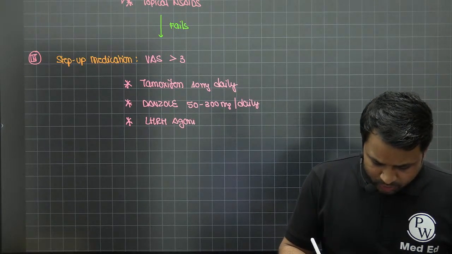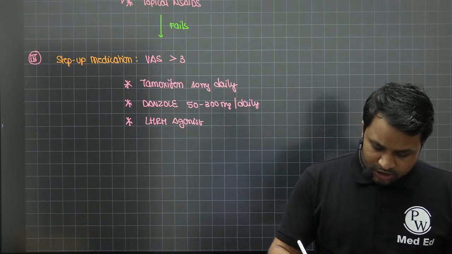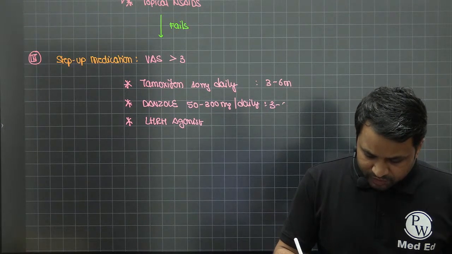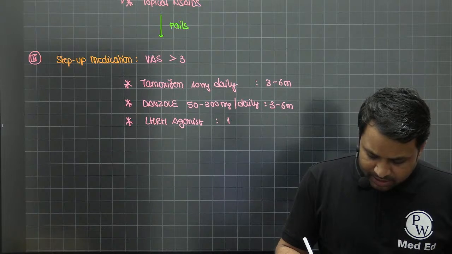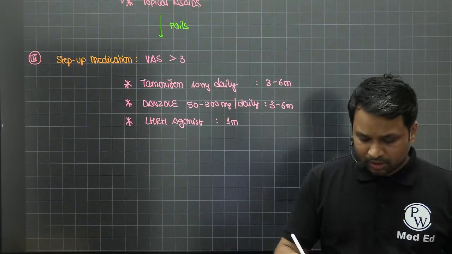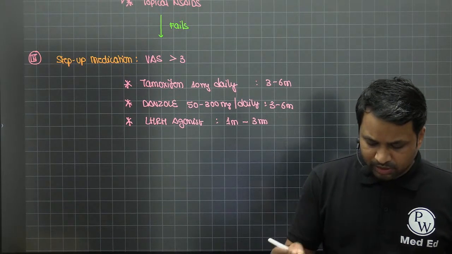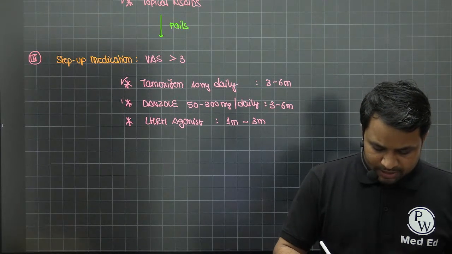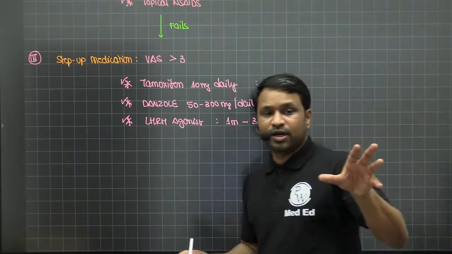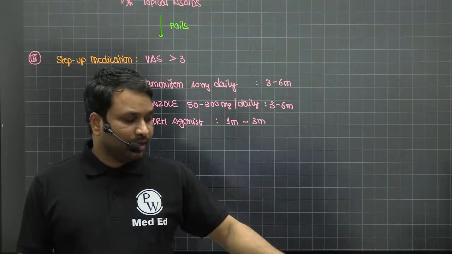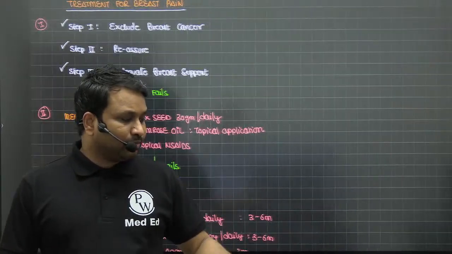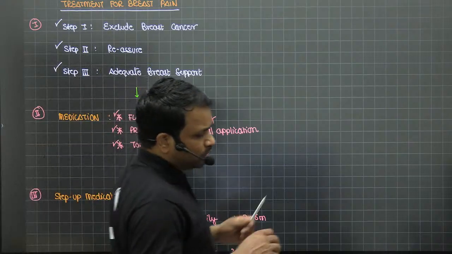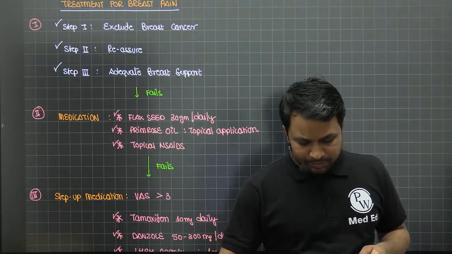But this is going to be only for a short duration, right? So tamoxifen can be given for 3 to 6 months. Danazol can be given for 3 to 6 months. LH-RH agonist we usually prescribe for 1 month or 1 to 3 months. That is under 3 months only, right? If you're considering long-term medication, then it is tamoxifen or danazol, or an LH-RH agonist if you're considering short-term medication. Okay? So, any patient who comes to you with breast pain, how do you consider the management protocol? The management protocol is quite simple.